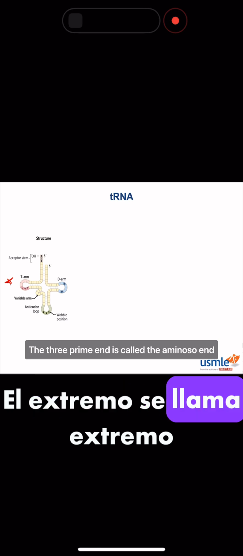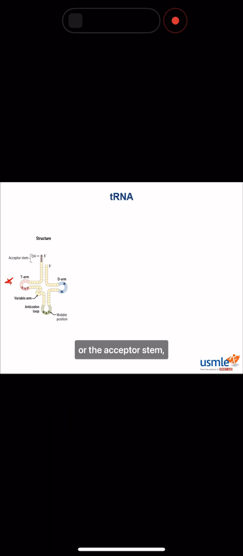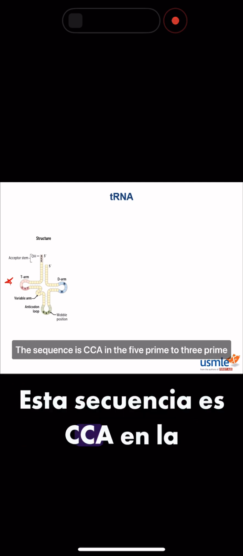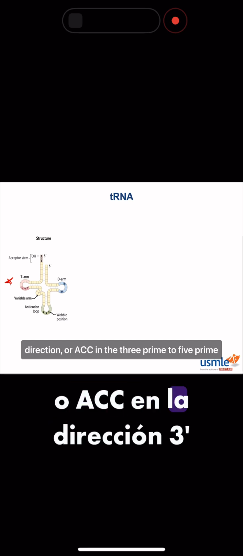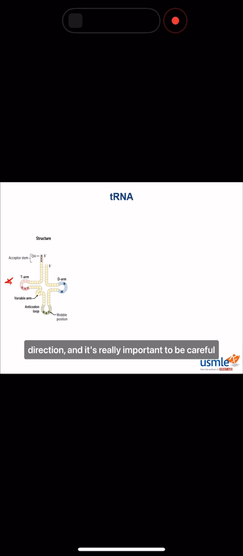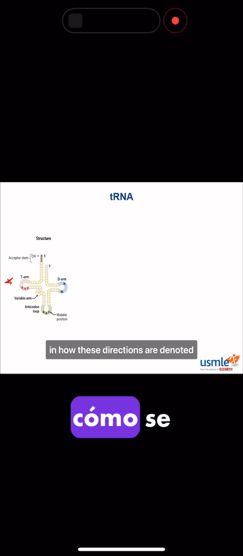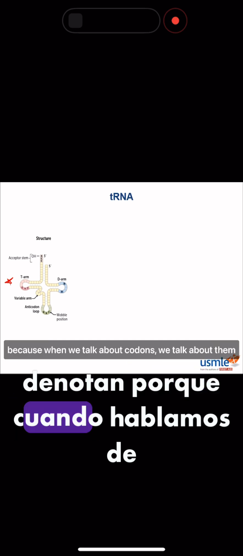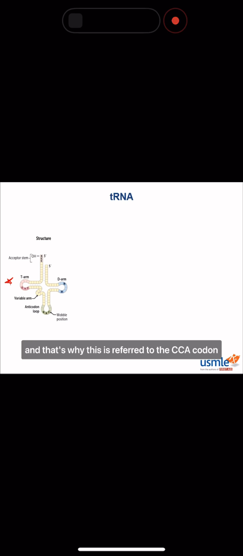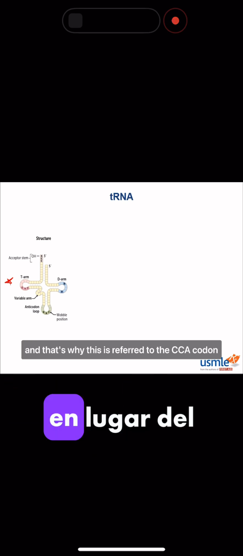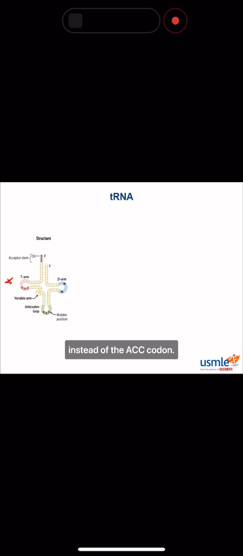The 3' end is called the aminoacyl end, or the acceptor stem, since this is where amino acids bind. This sequence is CCA in the 5' to 3' direction, or ACC in the 3' to 5' direction. It's really important to be careful in how these directions are denoted, because when we talk about codons, we talk about them in the 5' to 3' direction, and that's why this is referred to as the CCA codon instead of the ACC codon. So the 5' end would be here, and the 3' end is here.